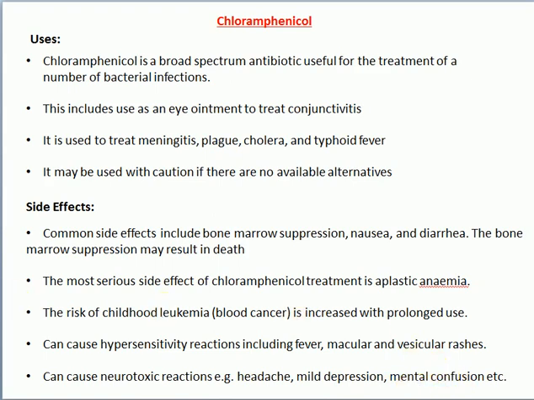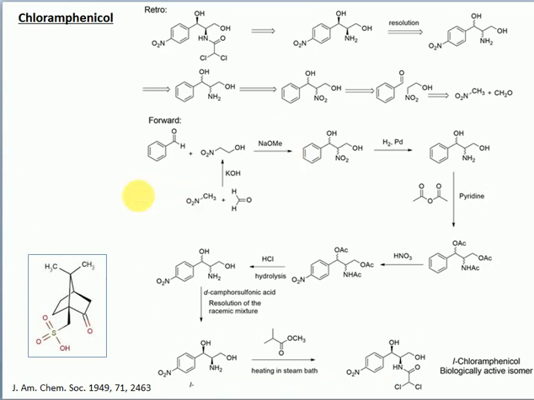So now we will study the retrosynthetic analysis of chloramphenicol, followed by the forward synthesis. And you can see here, this is the structure of chloramphenicol. This is an optically active compound. It has two stereoisomers. First, in the retrosynthesis, we will disconnect the amide functional group here.